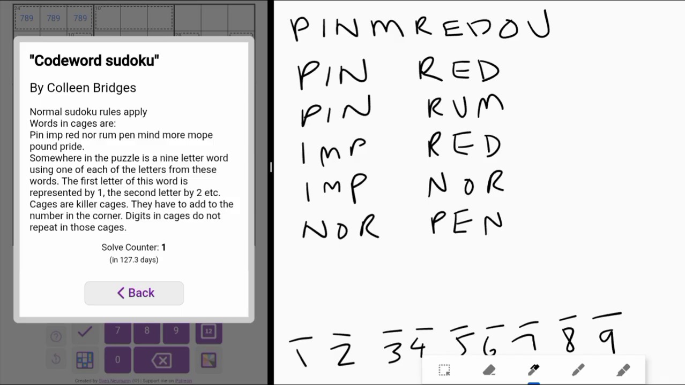And then we have rum. Oh no, it can't go with pen. There's an N. There's 2 N's. So that doesn't work either, sorry. And then we have rum and pen, which can go together. Okay, so there's only 5 possible combinations of the start and the end.